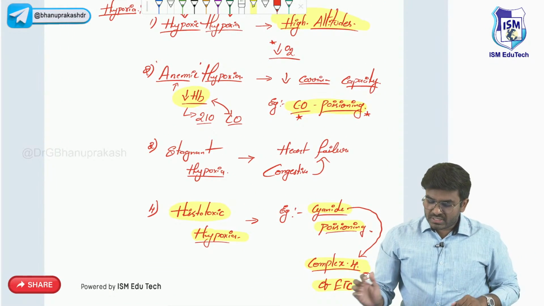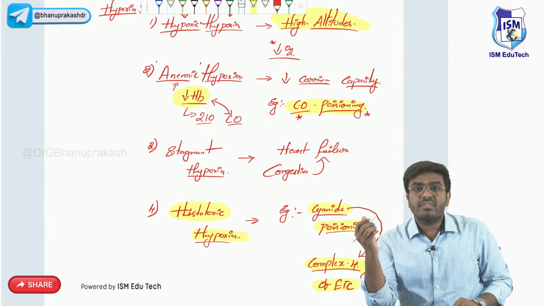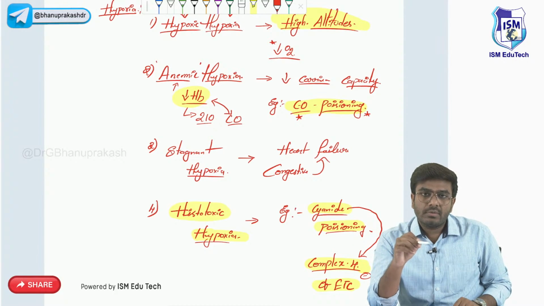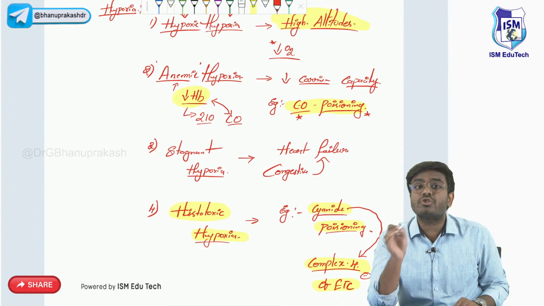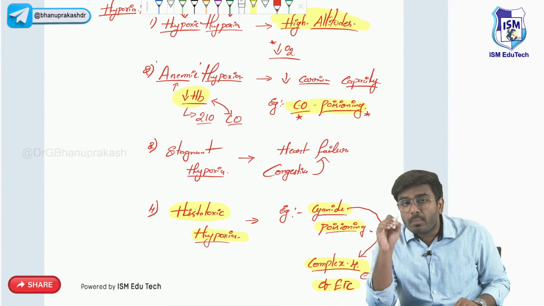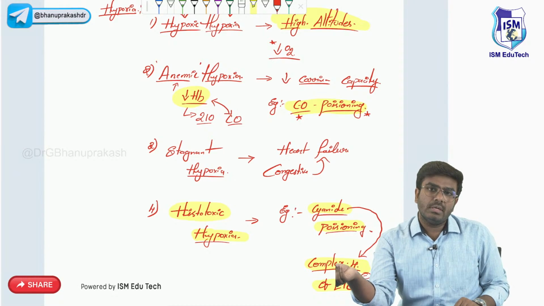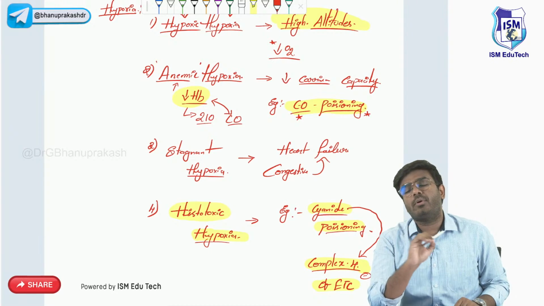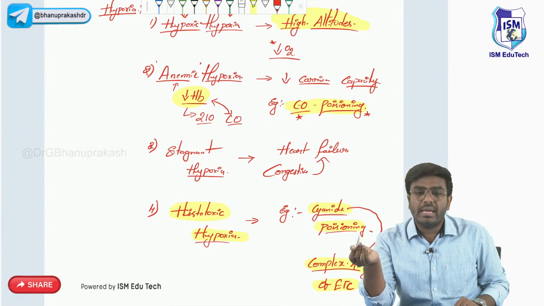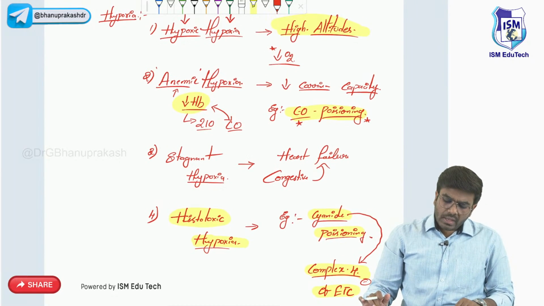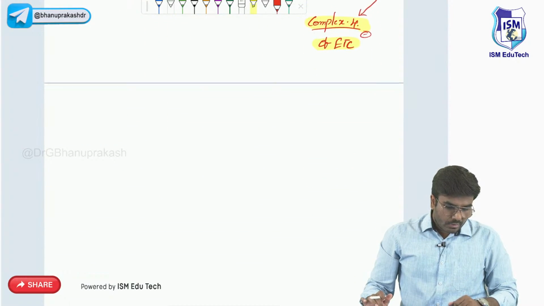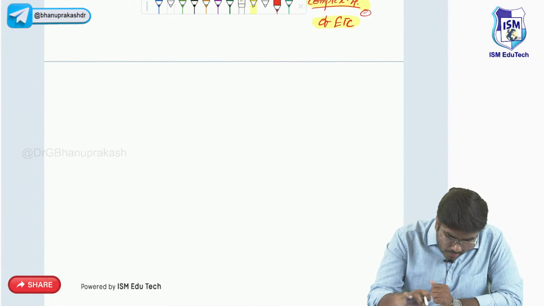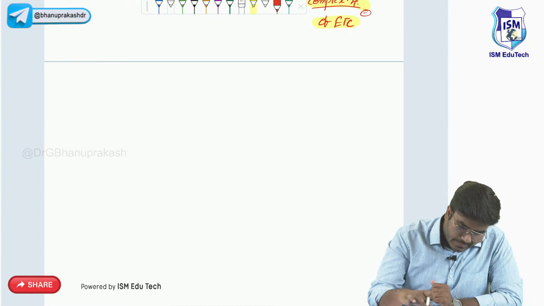Now I will ask you two questions, guys. Just try to answer yourself. Cyanide poisoning will cause which type of hypoxia? Hypoxic hypoxia? No, cyanide poisoning will cause histotoxic hypoxia. Carbon monoxide poisoning will cause anemic hypoxia. Whenever you go to high altitudes, it causes hypoxic hypoxia, as there will be less ventilation. Okay, guys, is it clear? All different types of hypoxia. Is it clear, guys?